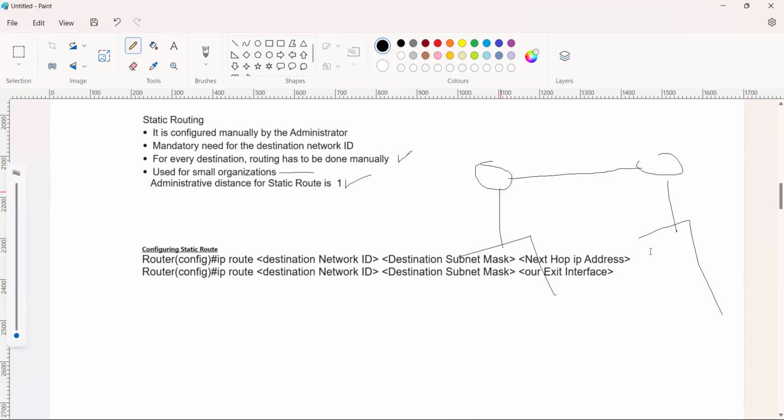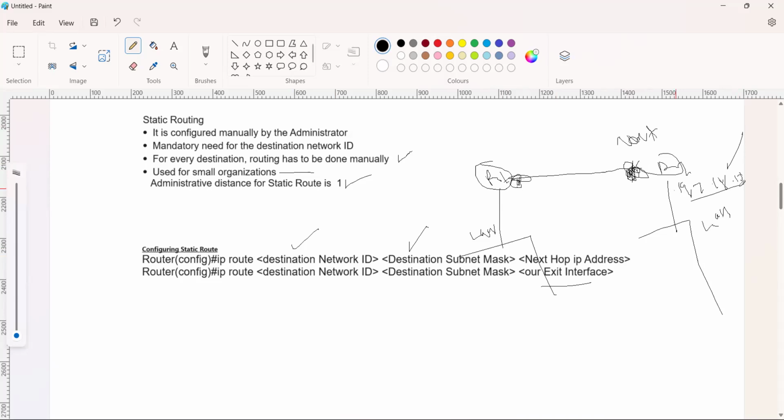This is R1 and this is R2. This is your LAN network, and this is another LAN. We are configuring this network here, say 192.168 something, or 10.1 something. So we should know the destination IP address and the destination subnet mask. Again, this is the next hop IP address. Otherwise, the exit interface, which we should also know. Otherwise, we know the next hop.